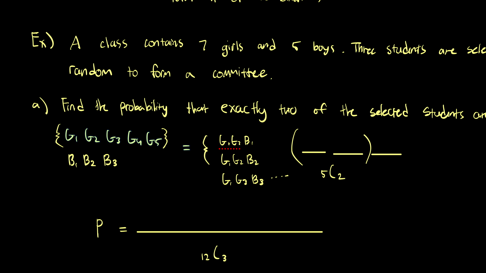So this is going to be represented as 5C2, times 3 choose 1, because we have 3 boys, and then we're trying to find all possible combinations of 1 boy. So that's going to be 3C1. And when you do all the algebra factorials bits in there, you are going to get 21 over 44. So that is the probability that exactly 2 of the selected students are girls.